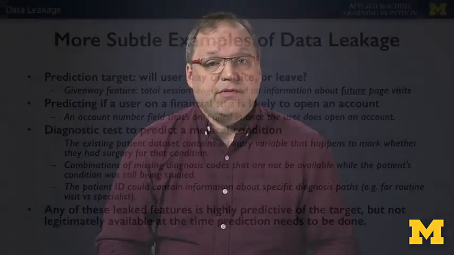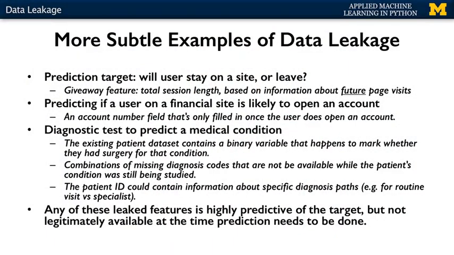A second example of leakage might involve trying to predict if a customer on a bank's website was likely to open an account. If the user's record contains an account number field, it might normally be empty for users still in the process of exploring the site, but eventually is filled in once the user does open an account. Clearly, the user account field is not a legitimate feature that should be used in this case, because it may not be available at the time the user is still exploring the site.